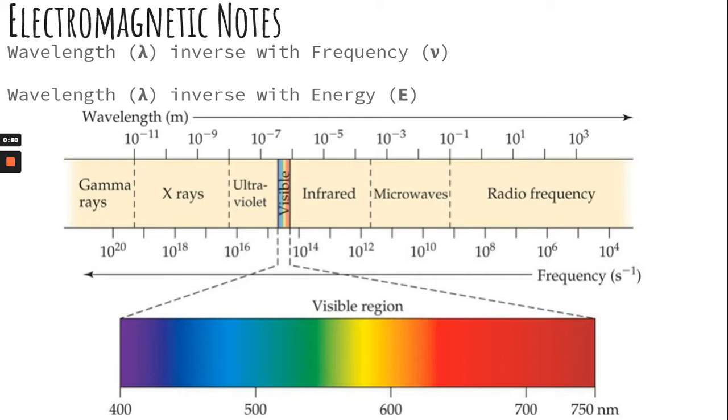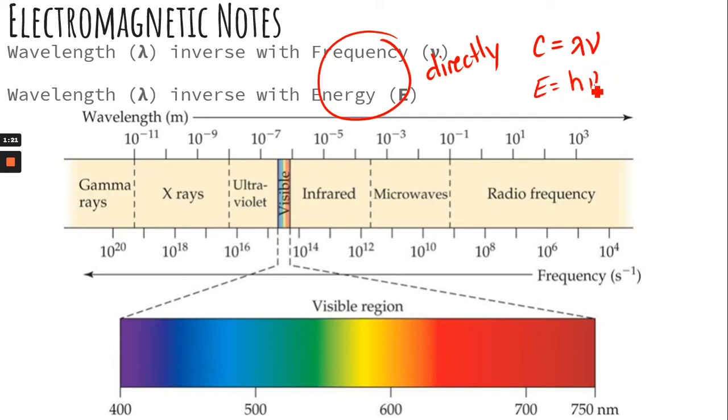This also means that frequency and energy are directly related. So these two are directly related, while wavelength is always inversely related. We can look at them mathematically using the speed of light, wavelength, and frequency, and that's why they're inversely related.